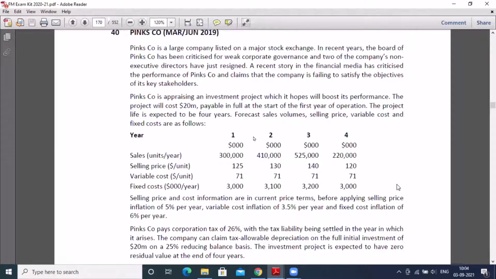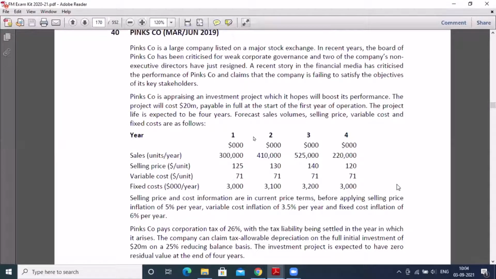Then Pinksco is undertaking an investment project which it hopes will boost its performance. So here the company is planning for an investment project, and Pinksco assumes that it will boost its performance. The project will cost 20 million, payable in full at start of the first year of operation, and the project life is expected to be 4 years.